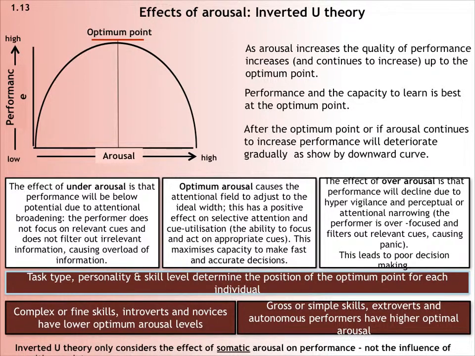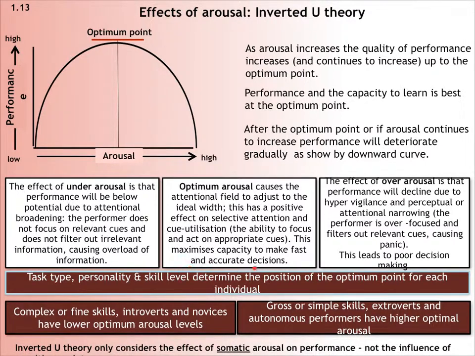This maximizes capacity to make fast and accurate decisions. Okay, this is where we want to be. Then we look at going over the edge. The effect of over-arousal is that performance will decline due to the hypervigilance and perceptual or attentional narrowing. The performer is over-focused and filters out relevant cues, causing panic. This leads to poor decision making.